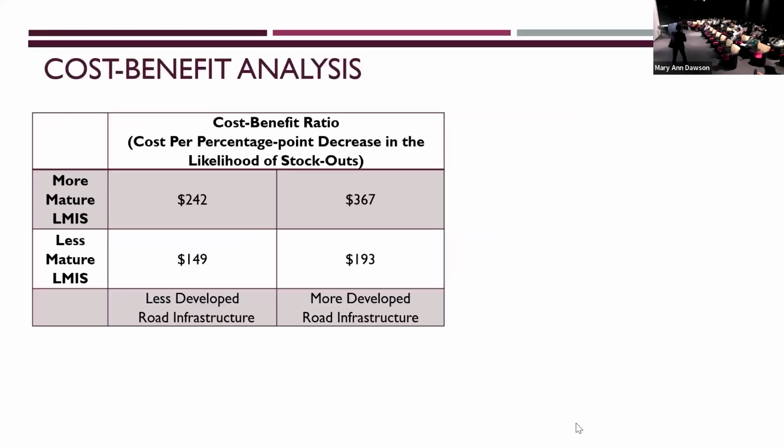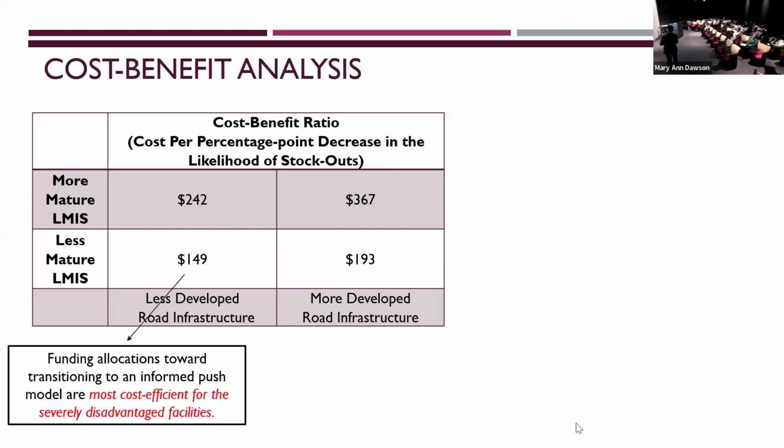So that is what is shown in this table. What you see here is the cost-benefit ratio for different types of health facilities. What we see from here is that funding allocation toward transitioning to the informed push model is most cost-efficient for the severely disadvantaged facilities, right? This is where you get the most for your investment, because the numerator is the cost, and the denominator is the benefit. So the lower this number is, the better. It is most cost efficient for facilities that have less mature LMIS practices and less developed road infrastructure.